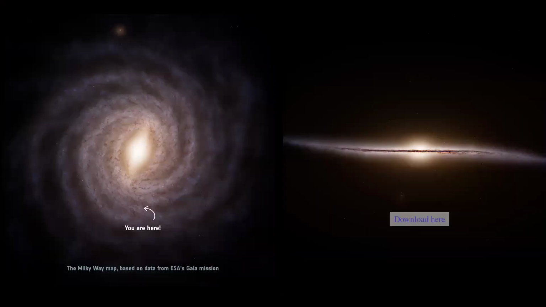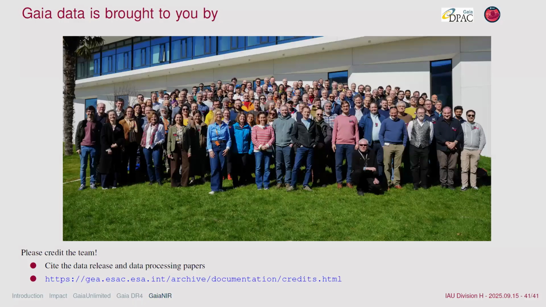Now, as part of the end of mission activities, we promoted this new Milky Way map, which is based on the Gaia data and all the insights we have gained over the past number of years. It's a very beautiful image, which you can download over here, and I encourage everyone to use it. And then as a very last slide, just a reminder that the Gaia data is always brought to you by this large consortium of people in Europe working hard to get you the data, but also the great documentation and the archive facilities. So please make sure to credit the team whenever you make use of Gaia data in your scientific discoveries. Okay, I will stop here.